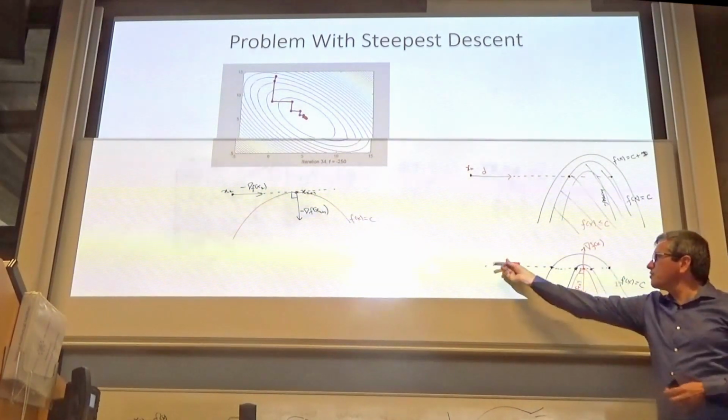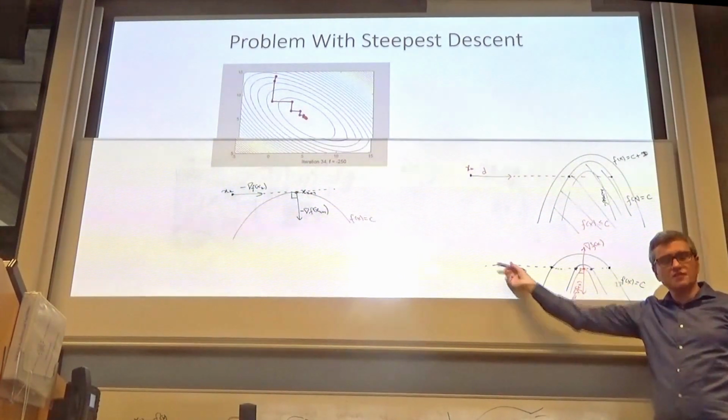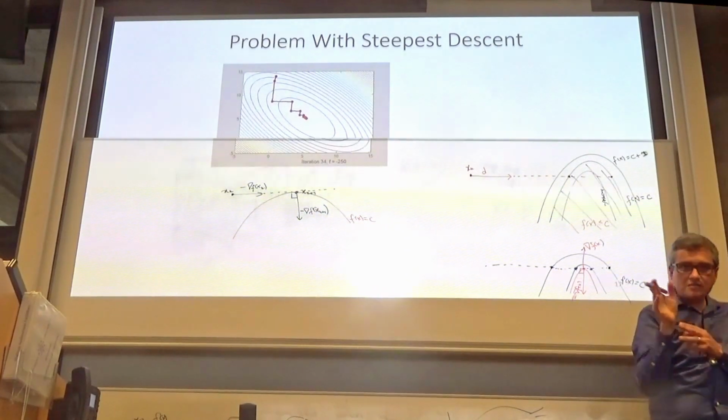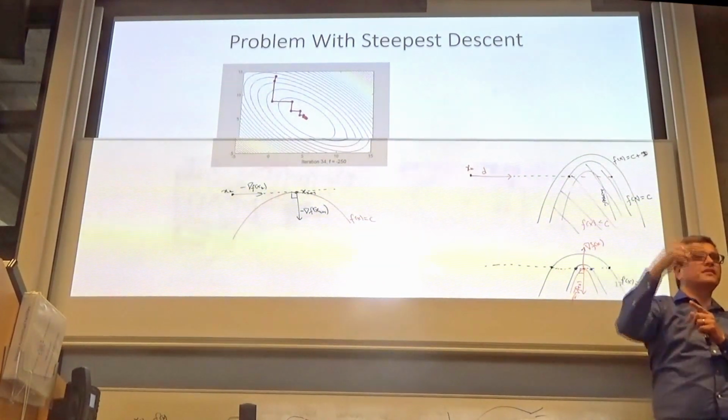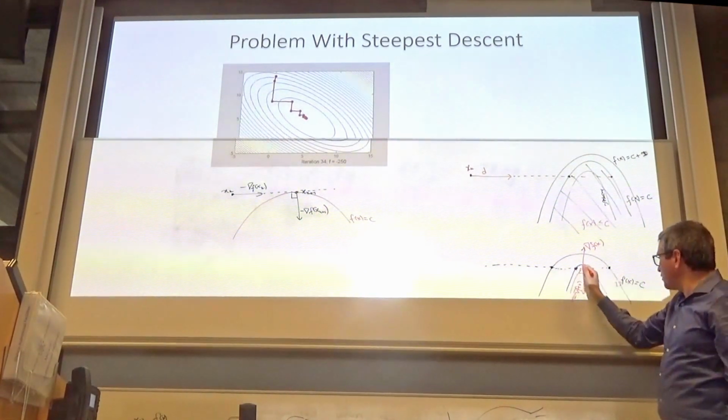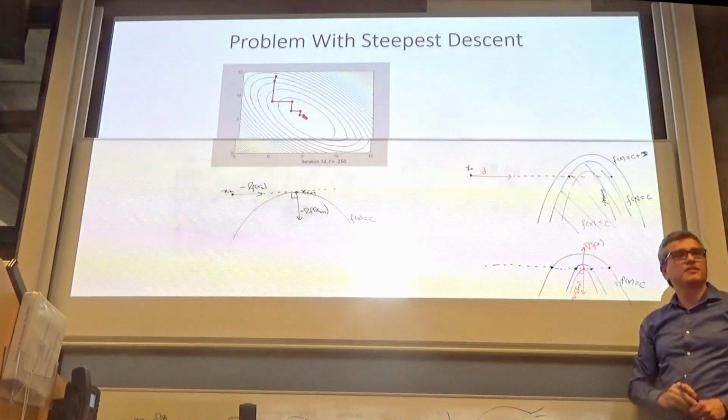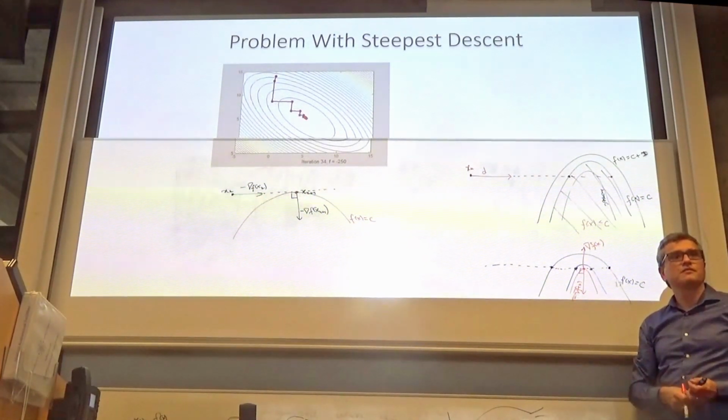What is that for that? I don't care which direction this is. That's true for any direction. If I follow a direction and I do minimization in that direction to find the next point, I will always have that the gradient is perpendicular. Okay?